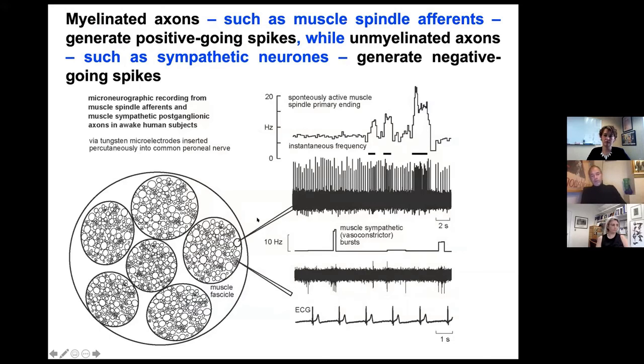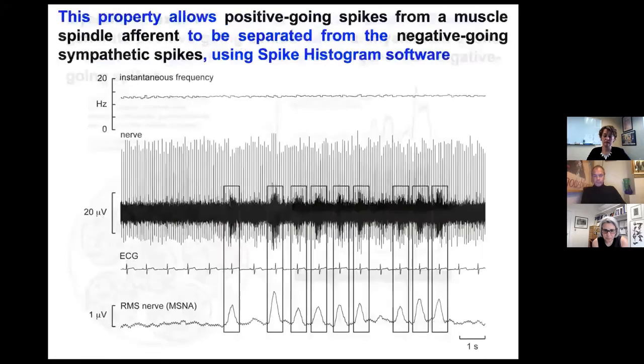It's important to note that myelinated axons generate positive going spikes. Unmyelinated axons generate negative going spikes with this monopolar electrode arrangement we use. This fact allows us to differentiate the activity of myelinated axons from unmyelinated axons.